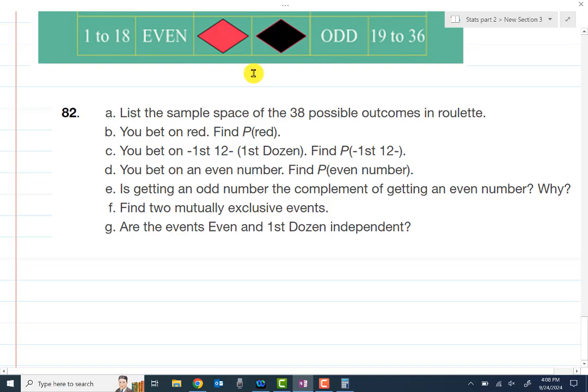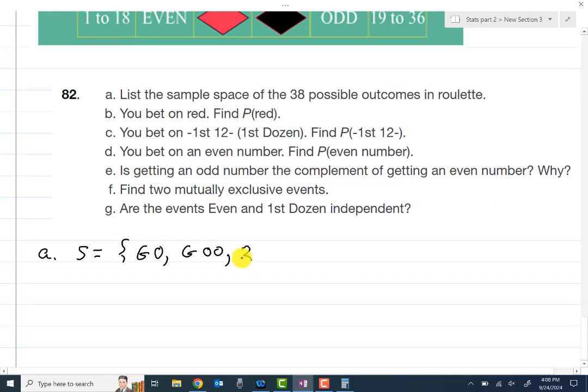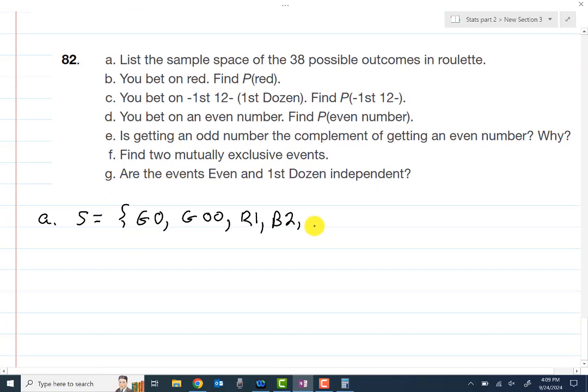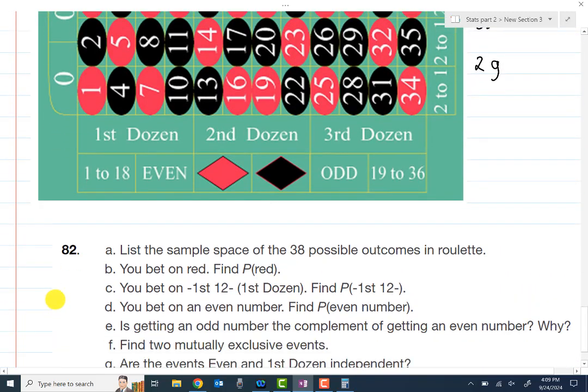All right, let's start on the first one. List the sample space, all 38 possible outcomes in roulette. So part A, I'm not going to write them all down, but you can do it like this. You can start writing G0, then G00, and then red 1, black 2, and go until I get to the very end, with 3 dots, black 35 and red 36. Check to make sure that is true. Yes.